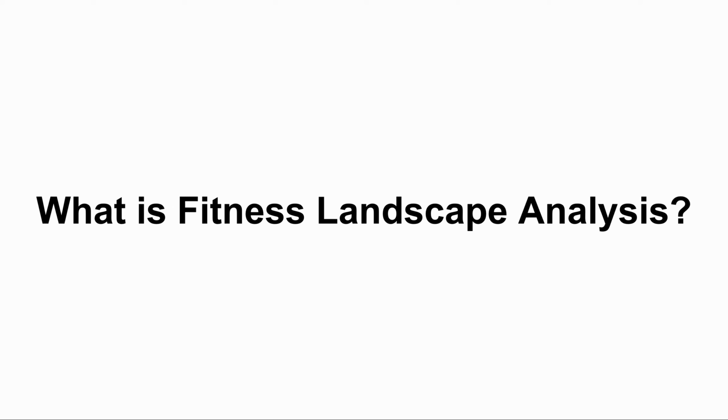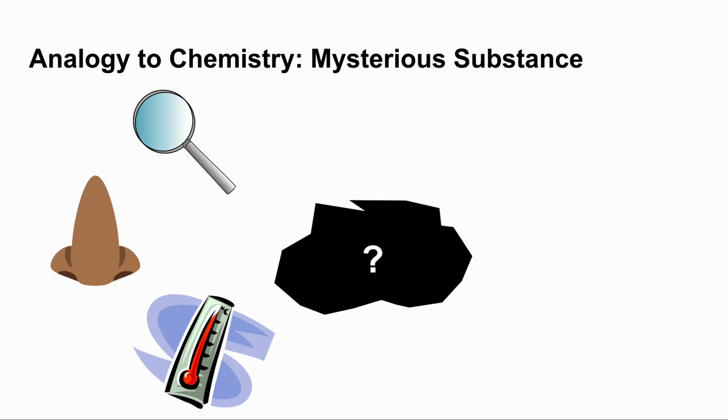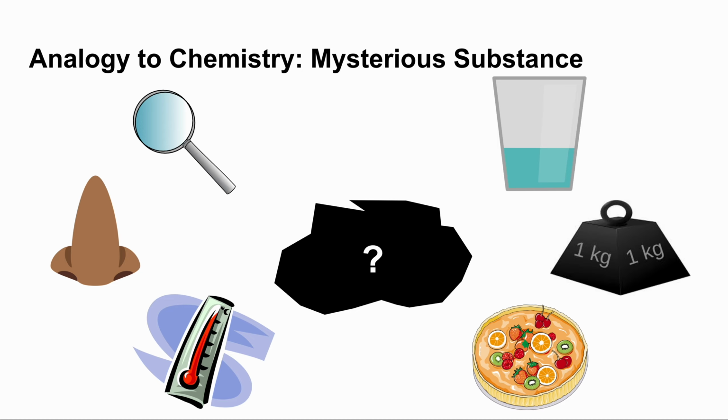I'm going to describe fitness landscape analysis by first making an analogy to chemistry. Say you're a chemist working in a lab, and you come across a mysterious substance. You've never seen anything like it before, and you want to do your best to figure out what it is. To do this, you might ask questions like, what does it look like? What does it smell like? What is its melting point? Does it float? How dense is it? And if you're really brave, you might want to know what it tastes like.